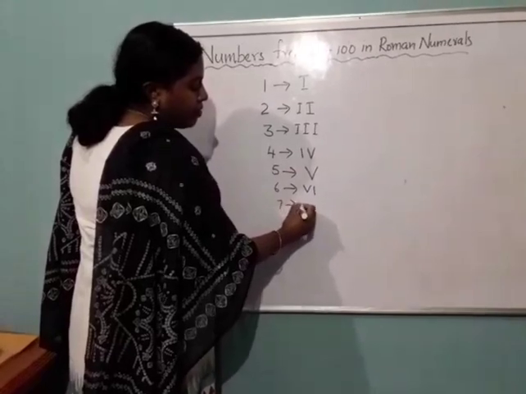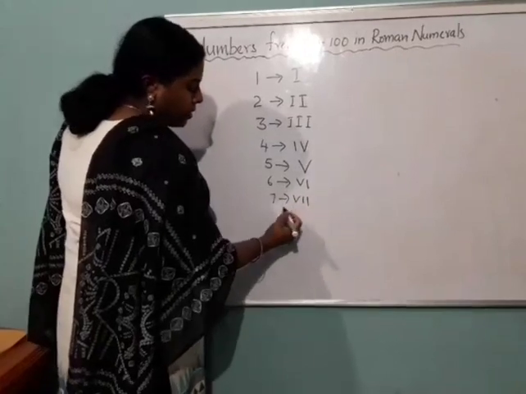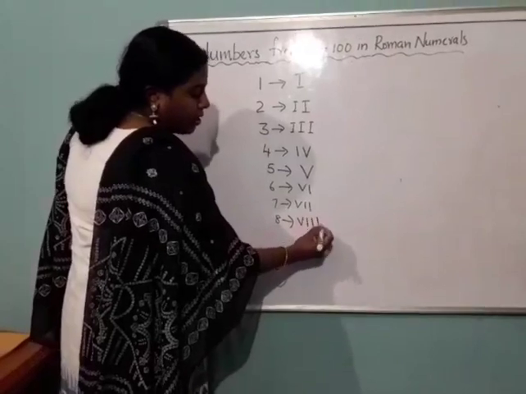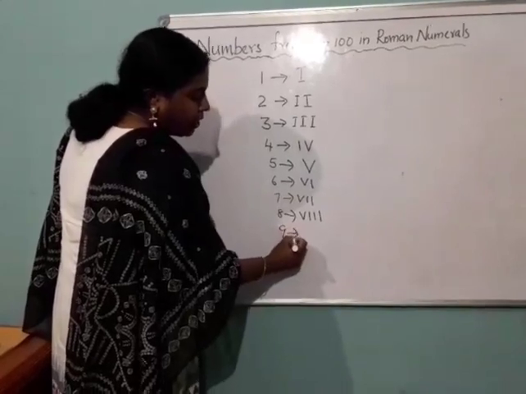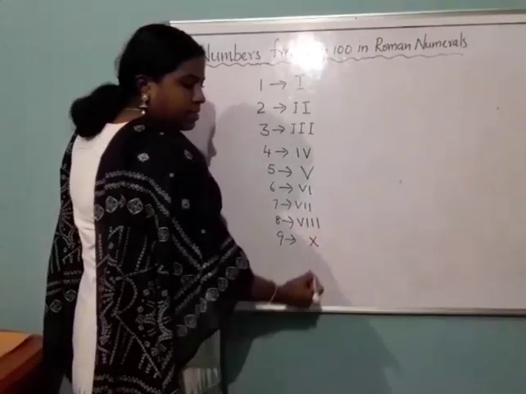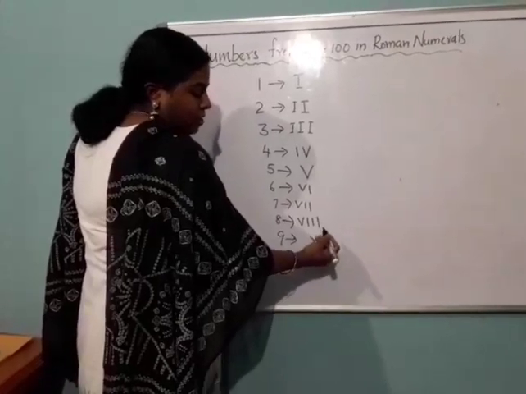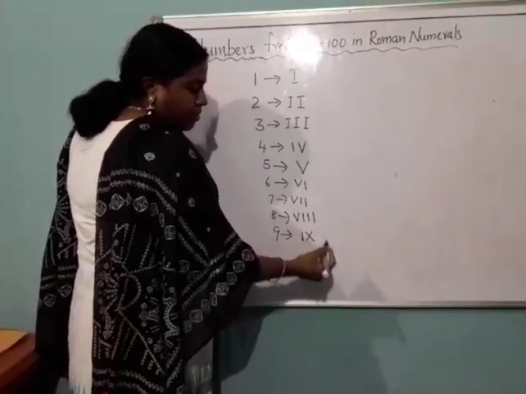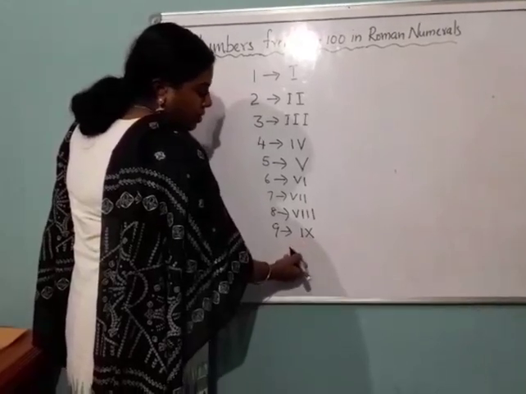Now 7, VII. 5 plus 1 plus 1, like that. Now 8, VIII. 5 plus 1 plus 1 plus 1. And 9, again we cannot repeat more than 3 times. So we use the next symbol. Next symbol is 10. 10 minus 1. Minus 1 means one should write it before, that is to the left side of this. So the symbol for 1 is I. So I we wrote on the left hand side. So 10 minus 1, 9.